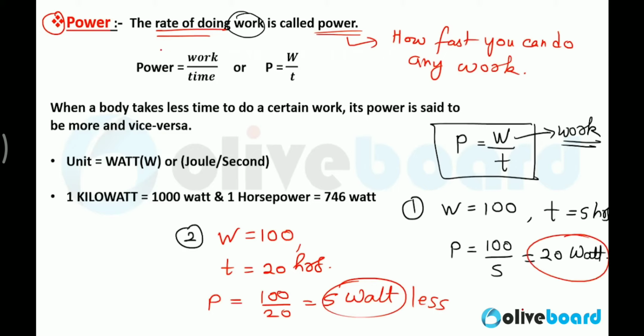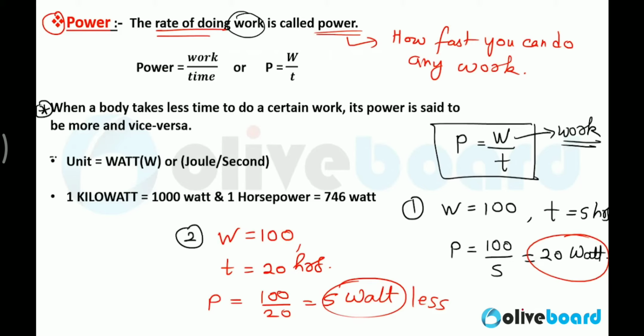So that is the definition of power: the rate of doing work, how fast you can do any work, that is called your power, clear? Next, when a body takes less time to do a certain work, its power is said to be more, and vice versa, just as I said in this example.